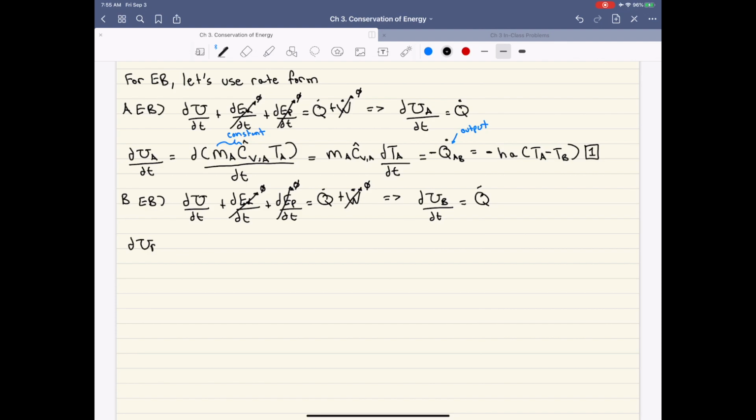For the internal energy, we could apply the same approach that we used for the gas, where we replace the internal energy with its definition from the heat capacity. And just like for the gas, both the mass and the heat capacity are constant. So we could take those outside of the differential, but we keep the temperature in the differential.